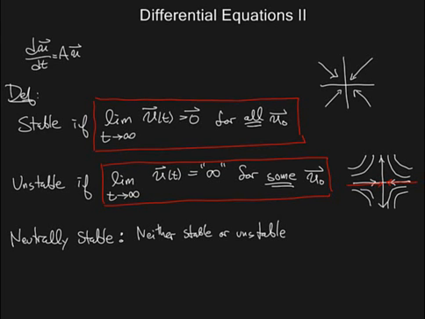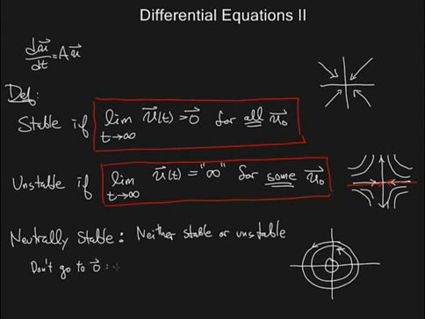So how can you have not all of them go to 0, but none of them go to infinity? If you think about it, you must have something like this. You're not going to infinity, but you're not going to 0. So you're sort of going around a circle, staying a fixed distance, or a finite distance, away from the origin.